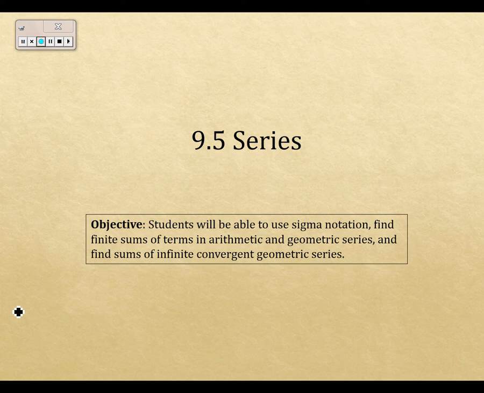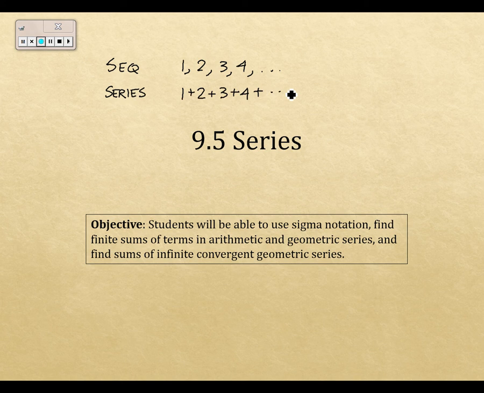So let me give you an example of a sequence first. A sequence would be like this: 1, 2, 3, 4, etc. And a series would be like this: 1. What's the difference? Yeah, typographically there's a plus sign instead.